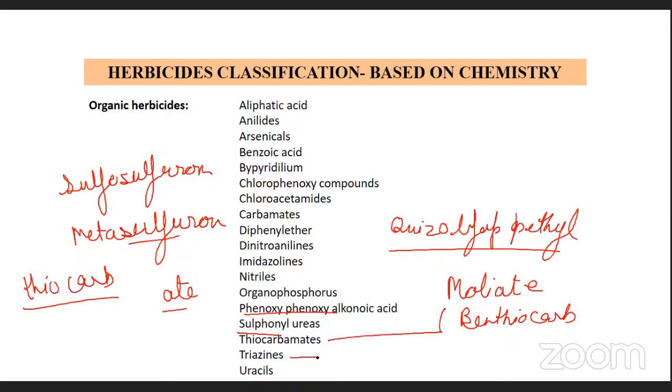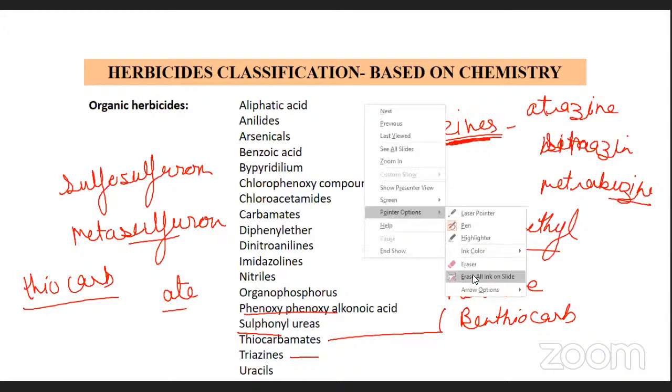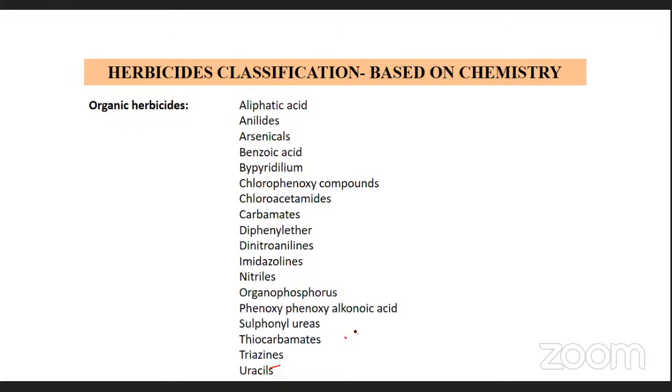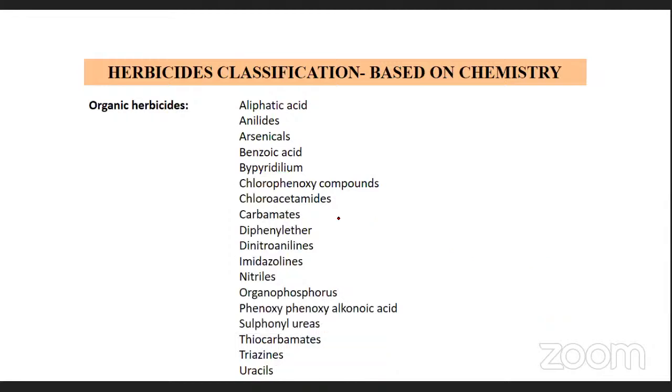Then we have triazines, and in triazines "azine" will be at the last. Examples are atrazine, metazine, simazine, metribuzin. So over here you see that "zin" is the suffix which is usually there at the end. Okay. Then we have the uracil group, and in this "sil" will be at the last, like bromacil. Okay. So these are the total groups usually found in the category of organic herbicides.